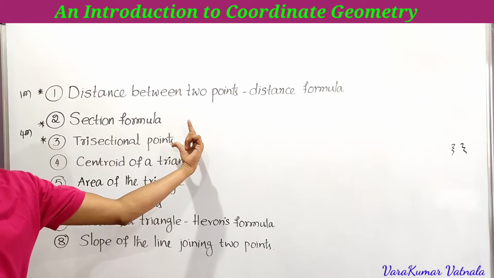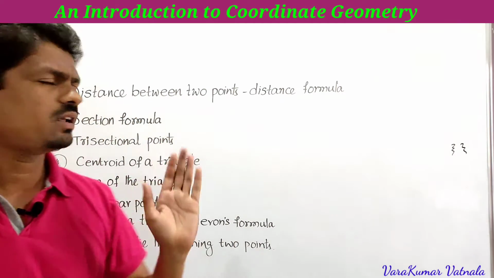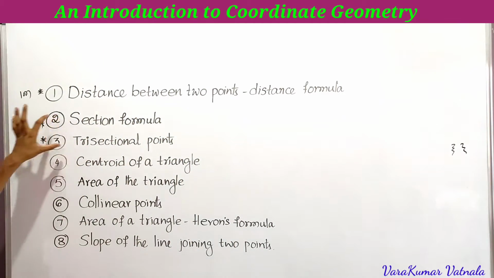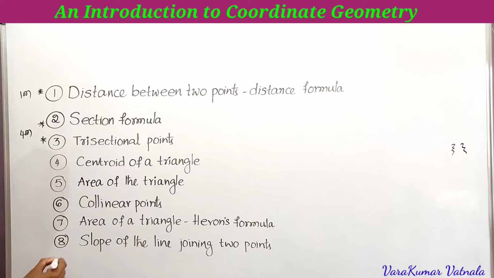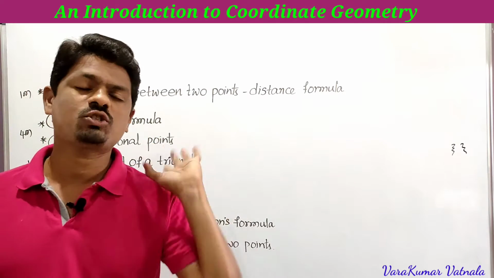Just using the formula we have to find the trisectional points. Very important. Definitely you can get 4 marks from this area. So next, centroid of a triangle and area of the triangle. Here at centroid you can get a 1/2 mark, objective type. Area of the triangle and collinear points, these two are very important. In this area definitely you can get a 2 marks problem.